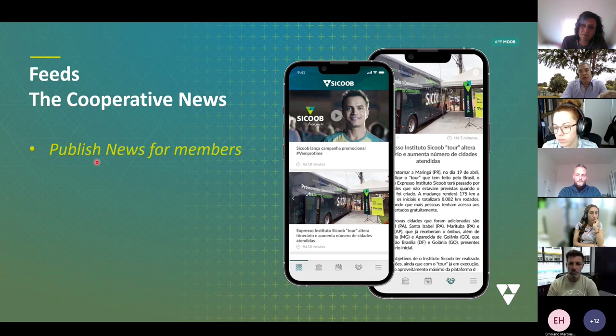So the credit union can insert a news, and this news will appear in the front end that the members use. I think it's an important section because here the credit union can send news to the members.